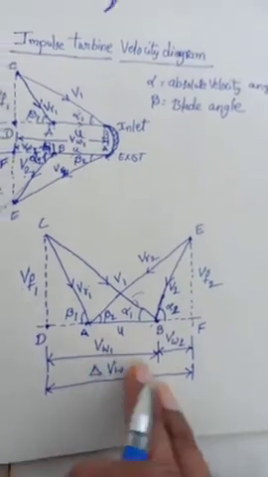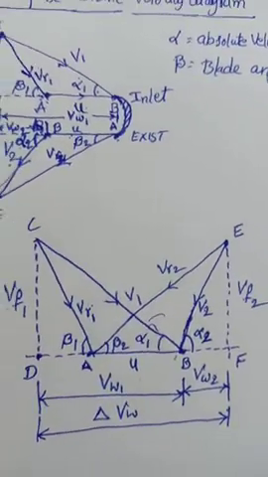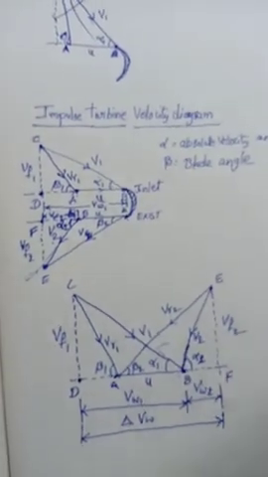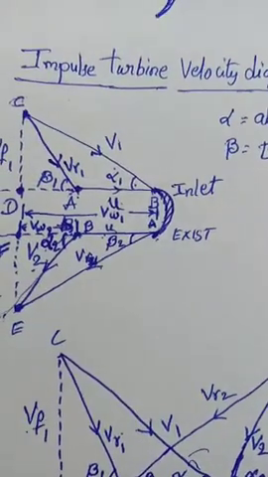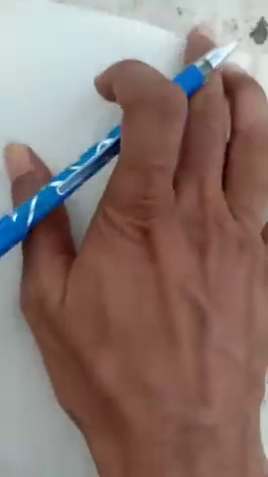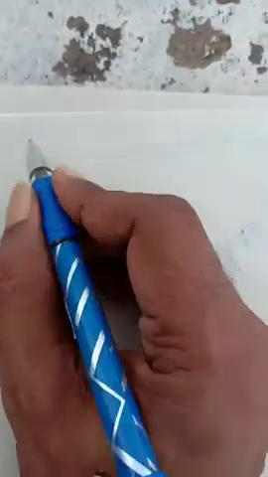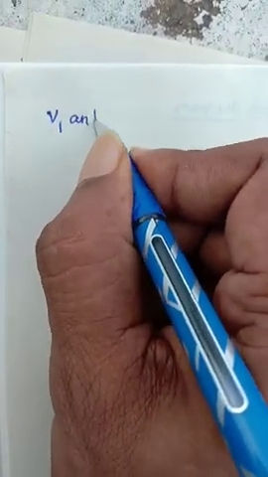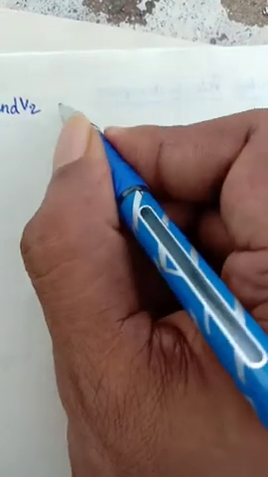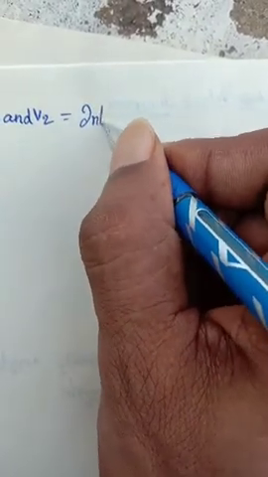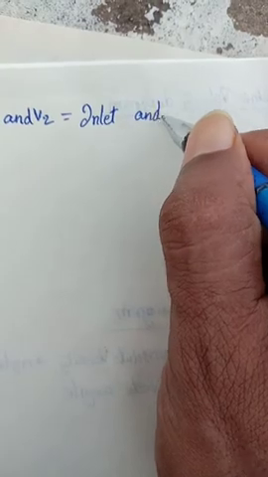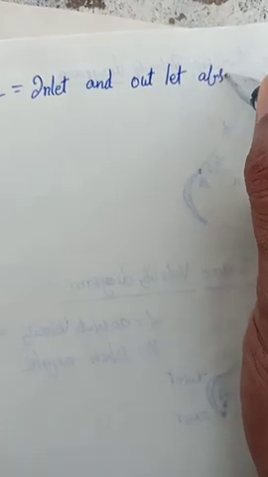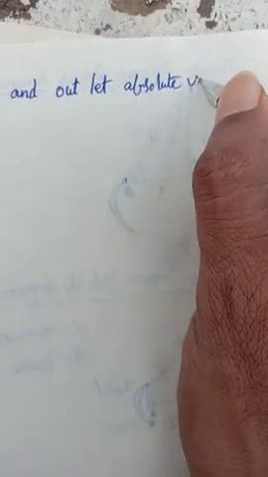So now here I am going to write all those terms. In these terms, what is VF1, what is VW1 and what is VR1. Okay, now I am going to write these terms here. So first we put V1 and V2 is equal to inlet and outlet absolute velocity.